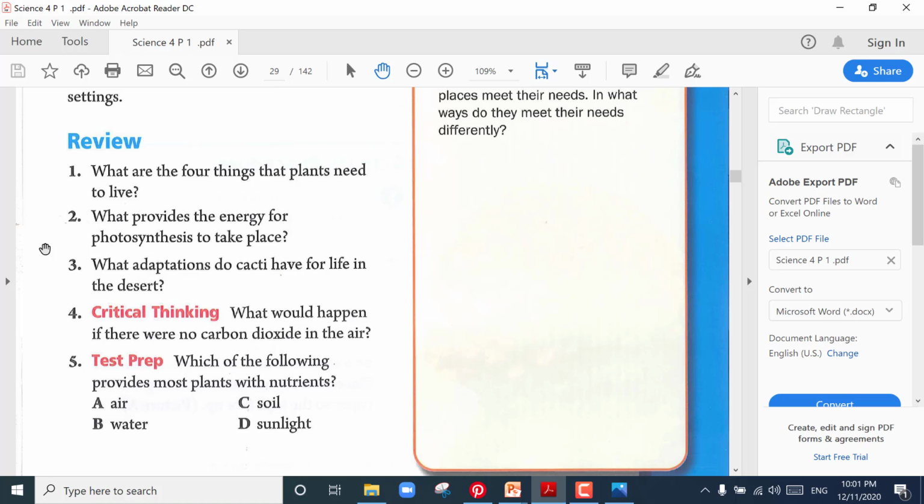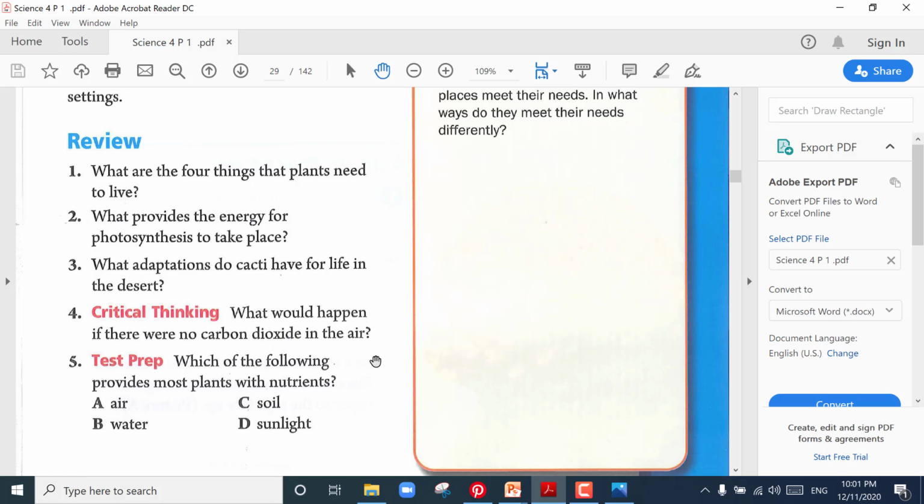Question number 4, it's for your information. What would happen if there's no carbon dioxide in the air? If there's no carbon dioxide in the air, then plants can't grow. If there are no plants, the animals that live on plants and use them as food can't live without plants. So the animals also will die. So that's for your information. And number 5 is so important to know. Which of the following provides most plants with nutrients?